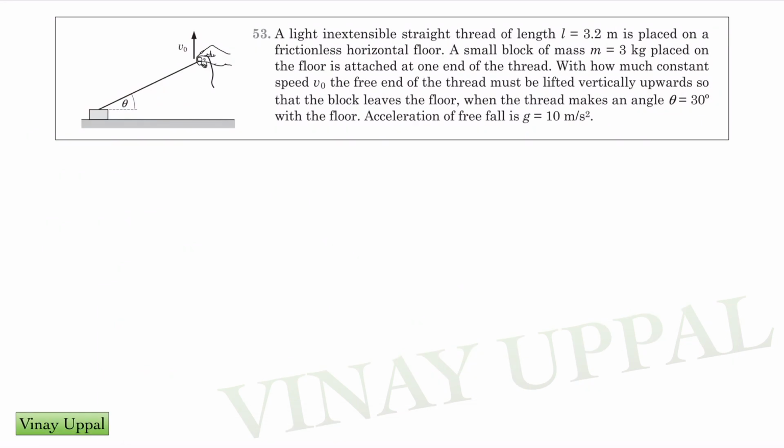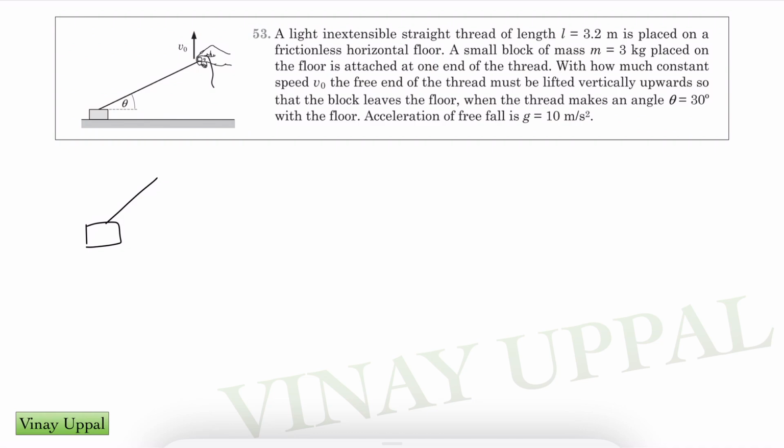In the 53rd question, a light inextensible straight thread of length L is placed on a frictionless horizontal floor. A block is placed on the floor, attached to one end of the thread. With how much constant speed V0 must the free end of the thread be lifted vertically upwards so that the block leaves the floor when the thread makes an angle of 30 degrees?